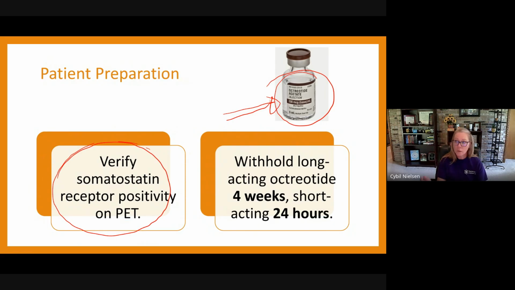So we're going to do that dotatate or dotatoc scan, and we're going to take them off their octreotide: 4 weeks for long acting, 24 hours for short acting. So what happens is they usually switch them over to short acting for about 4 weeks, and then they take them off their short acting for 24 hours. That way they're not off their therapy for a long time.